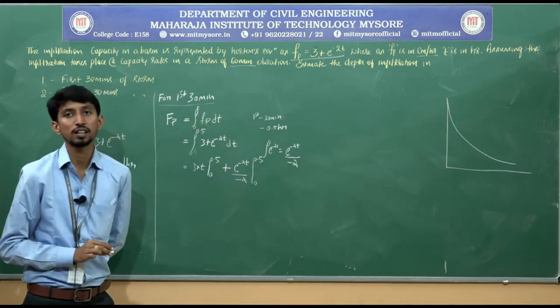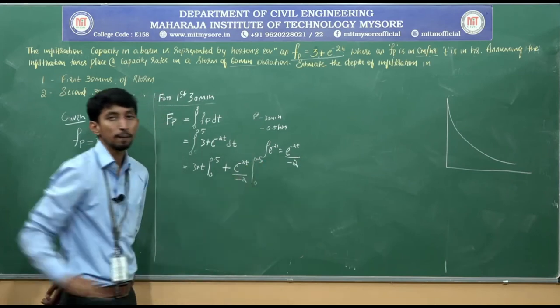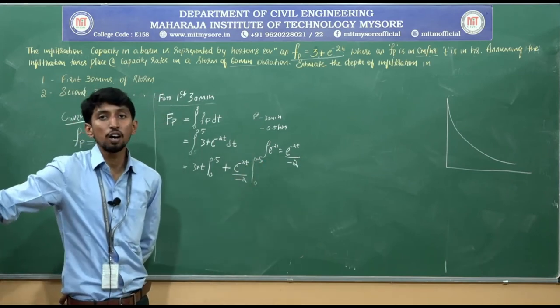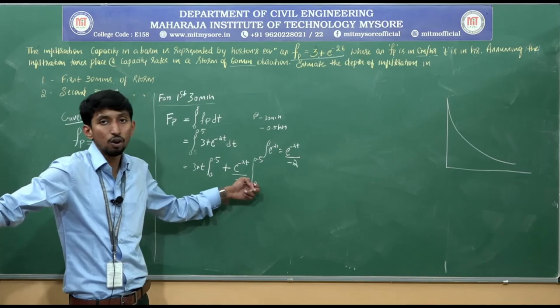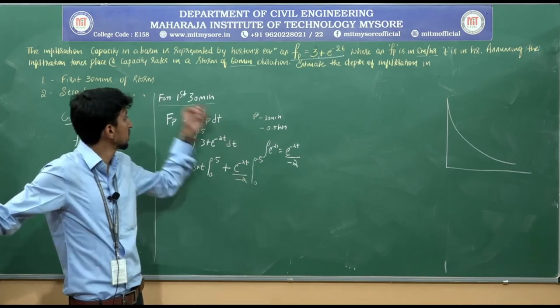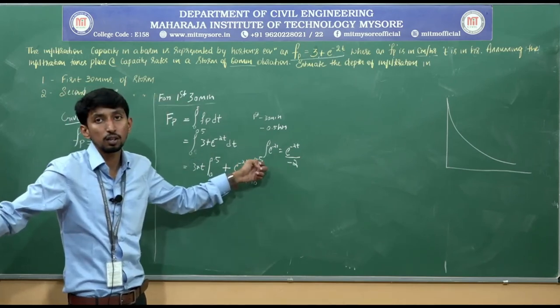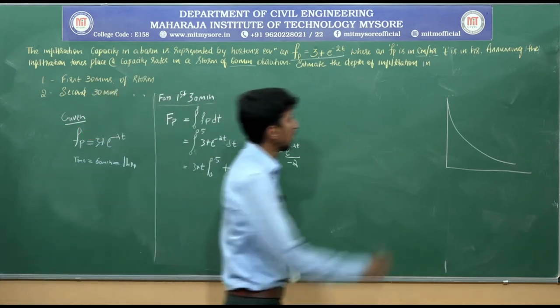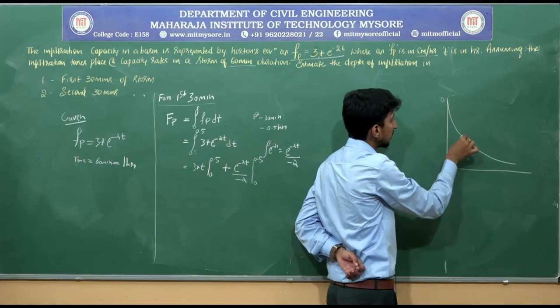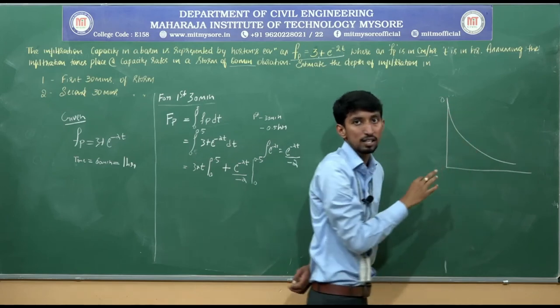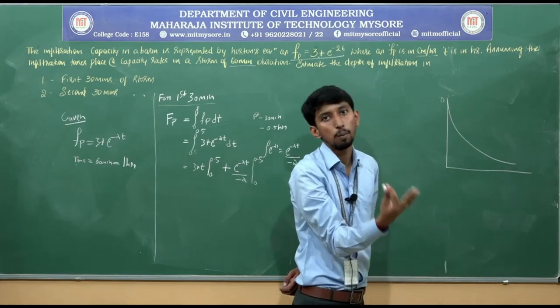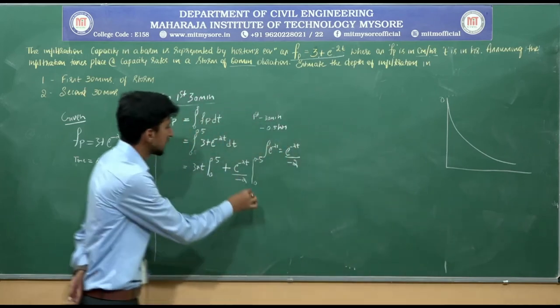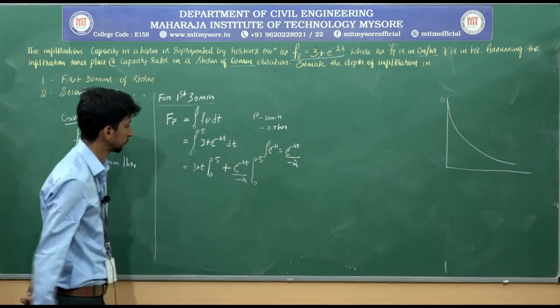Why have I considered the limit 0 to 0.5? At the starting of the rainfall, the time is 0. At the end of the first 30 minutes, the time is 0.5. We can write the 30 minutes as 0.5 hours. So the limit is 0 to 0.5.